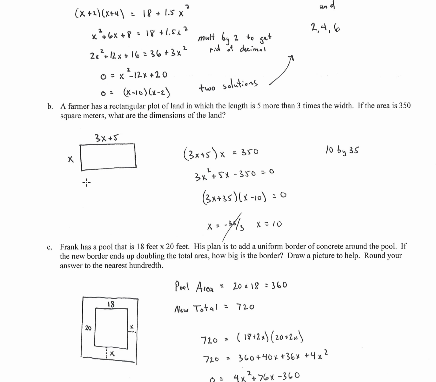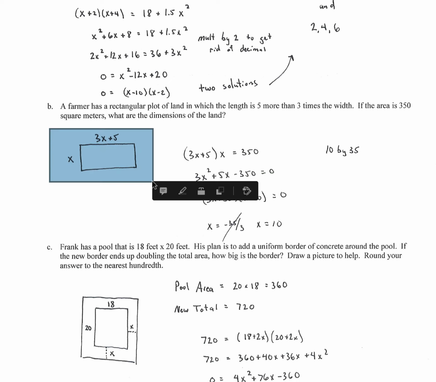Area and perimeter type 1: you've got a farmer with a rectangular plot of land. The first thing when you read that sentence, draw this picture. Just draw a rectangle. Then it says the length is 5 more than 3 times the width. Let's call the width x, and then we can call the length 3x plus 5.